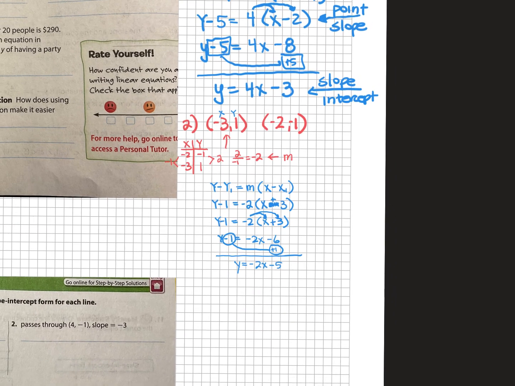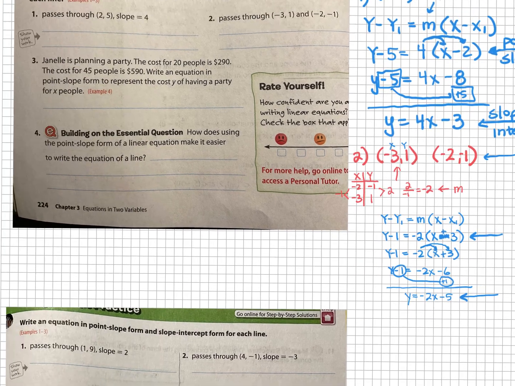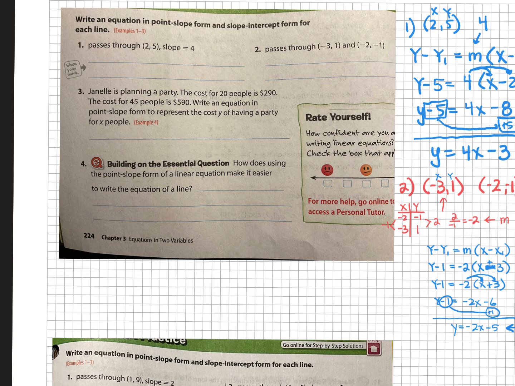All right, we got both forms. We've got the point slope, and now we have the slope intercept. All right, so this one was kind of cool. This one gave us 2 points, and from 2 points first we can figure out the slope, and then when we have a slope and we have a point, we can do point slope.